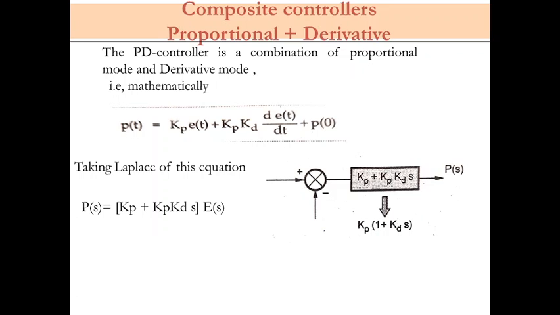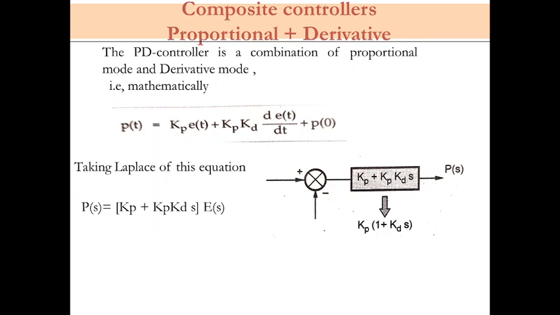So the PD controller is a combination of proportional mode plus derivative mode. Basically this controller produces an output signal consisting of two terms, that is, one is proportional to the error signal and the other is proportional to the derivative of the error signal. As you can see in the mathematical equation here, P of t is the output again. So this is the proportional portion and this is the derivative portion. Here the output is directly proportional to the error signal, and here the output is proportional to the derivative of the error signal.